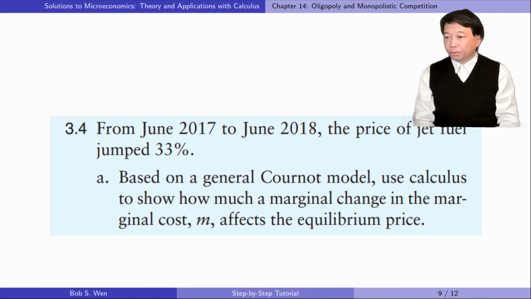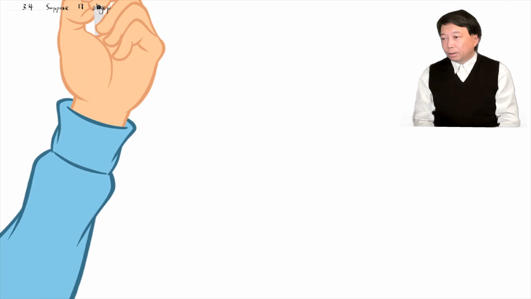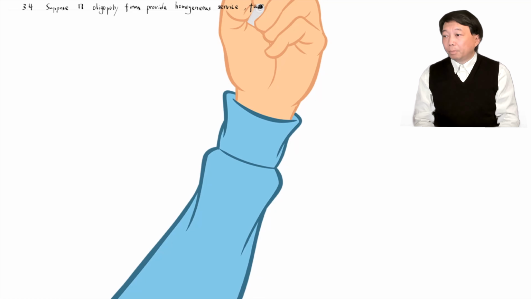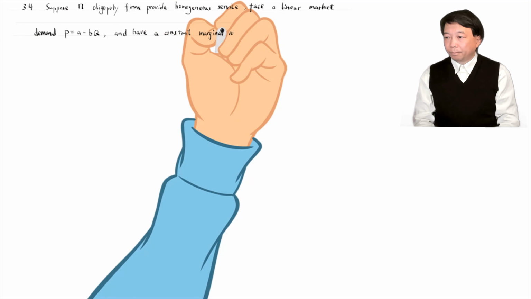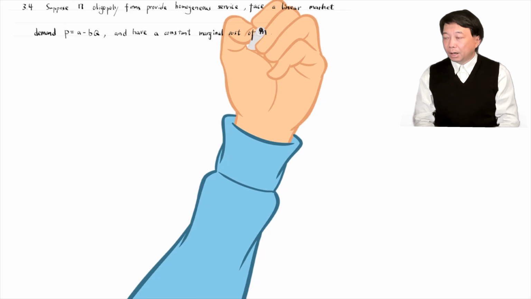Exercise 3.4. From June 2017 to June 2018, the price of jet fuel jumped 33%. In Part A, based on the general Cournot model, use calculus to show how much a marginal change in the marginal cost M affects the equilibrium price. Suppose n oligopoly firms provide homogeneous service, face a linear market demand P equals A minus B times Q, and have a constant marginal cost of M.